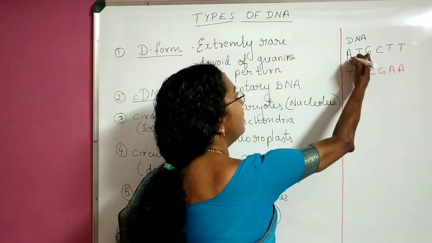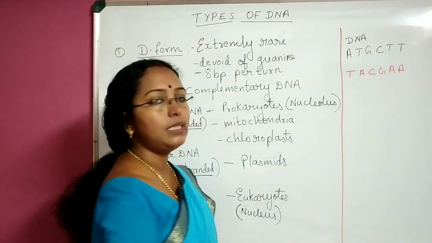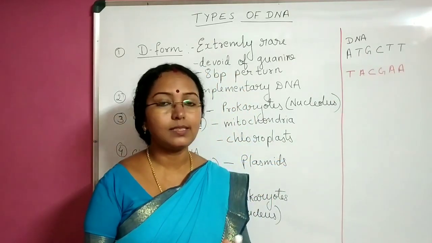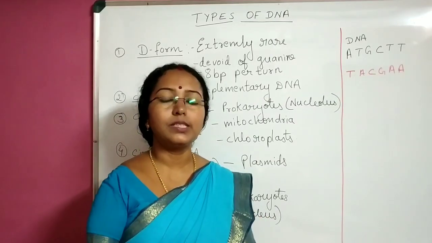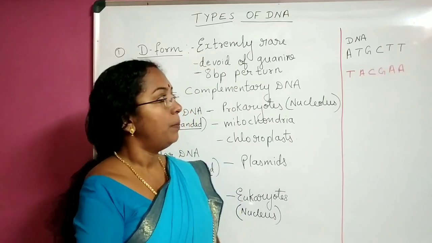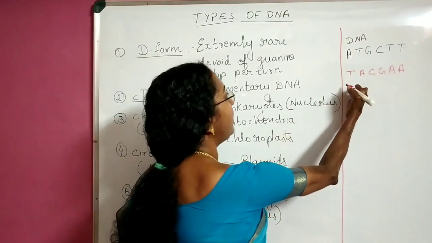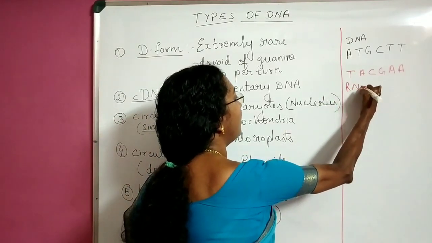How did I write this? Complementary to the bases present in DNA. What is complementary? It's the base pairing rule, Chargaff's rule, that we have learnt in the previous session of the DNA structure. But here, what I have written, the next strand, is my RNA, isn't it?